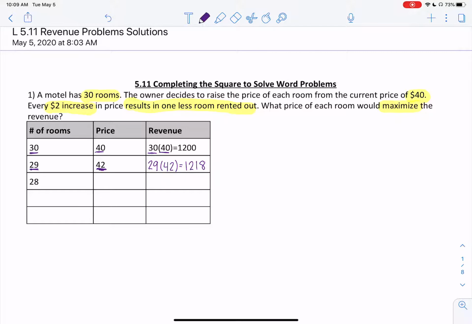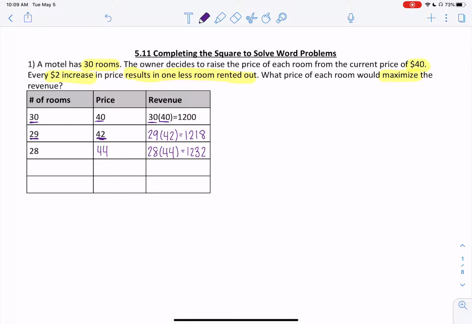Next, let's increase the price one more time to $44. And when I increase my room price by $2, I lose a room being rented out. So now I only have 28 rooms. So how much money will we make? We have 28 rooms at $44 a room. So now we will be making $1,232. So again, our total revenue, or the amount of money we've made, has now increased.